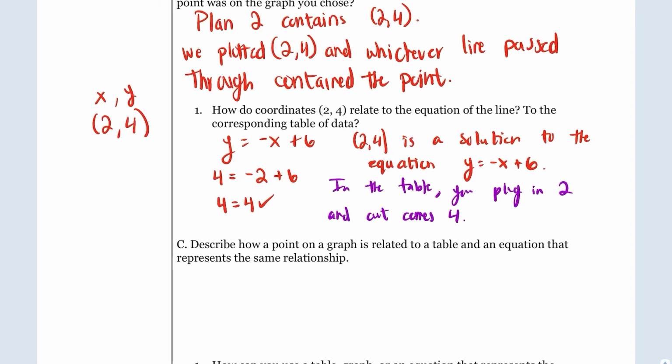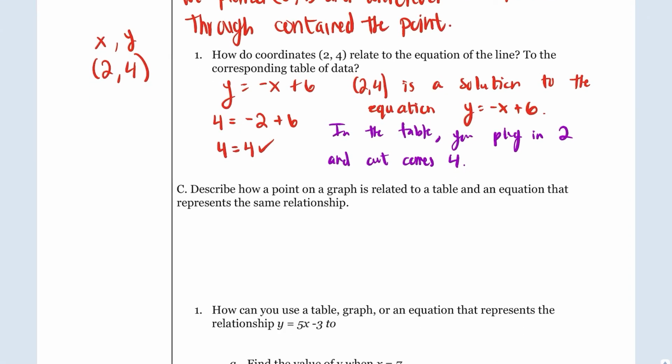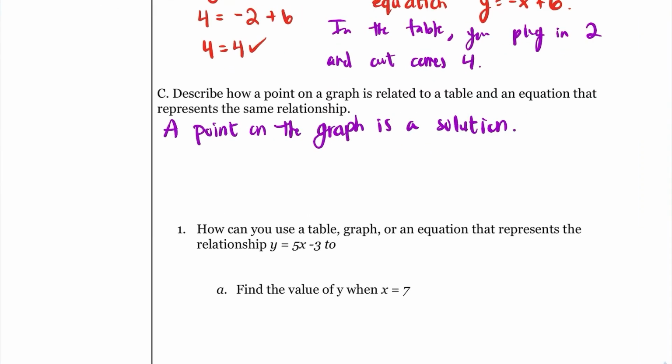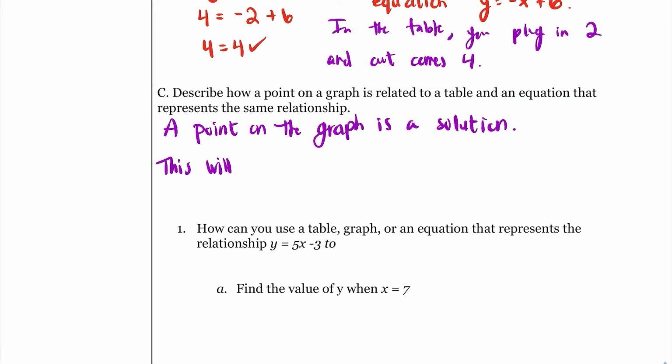Okay, describe how a point on a graph is related to a table and an equation that represents the same relationship. Well, we already said it in the previous question, right? A point on the graph is related to the equation because it is a solution. So a point on the graph is a solution. Okay, and if your point is a solution, do you think that point is also going to be included in the table? Hopefully you said yes. So I'll say this point will also be included in our table.